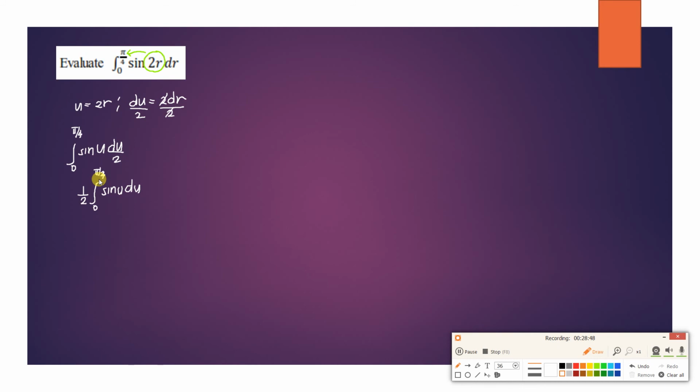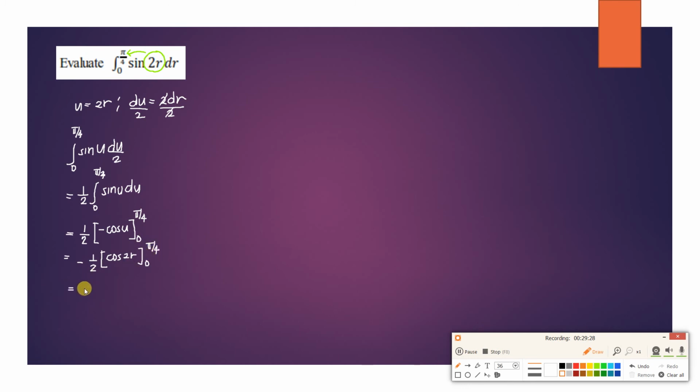Okay, so the integral of sine u, ingat, positive, negative. So negative cosine u. Wala nang plus c kasi i-apply ngayon natin yung limits from 0 to pi over 4. Yung negative sign, pwede ko nang isama kay 1/2 para hindi makagulo. Tapos yung cosine u, papalitan muna natin si u ng 2r bago i-apply yung limits.